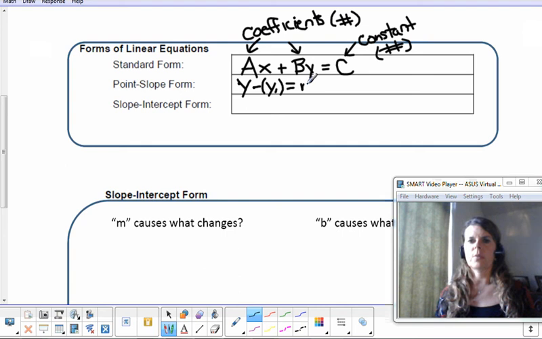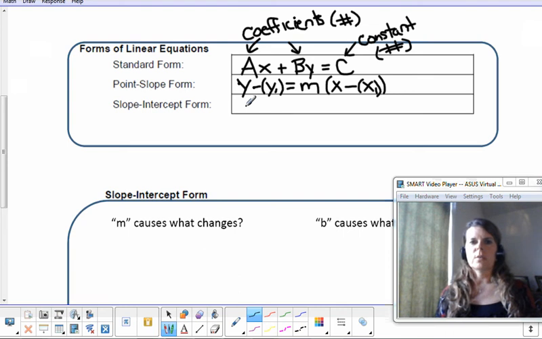Equals the slope m, and then x is a variable minus x1. Now x1 again is the x coordinate of a point. That's why it's called point slope, because you use it if you're given a point and the slope. So this little x1, you might want to just put it in parentheses too to remind yourself, oh, I put a number in there.